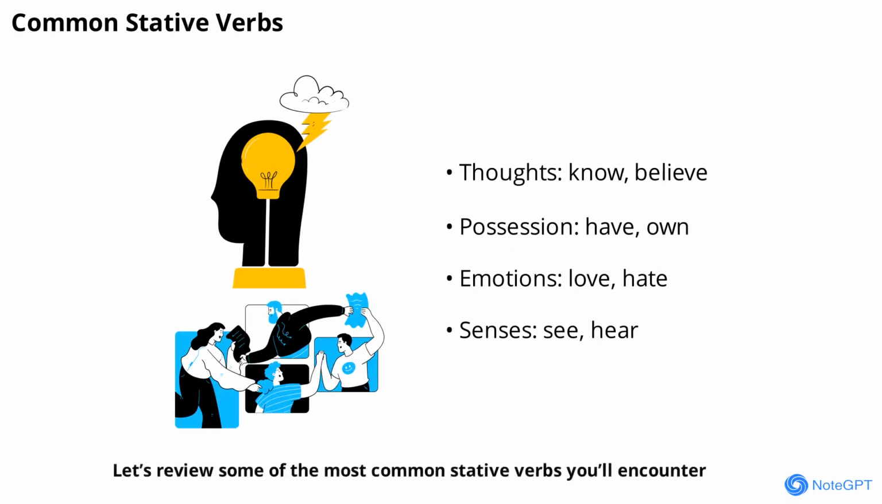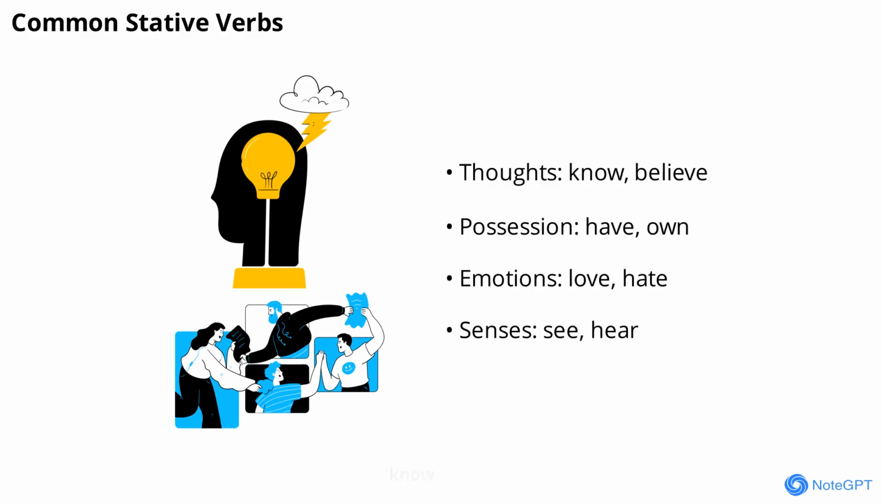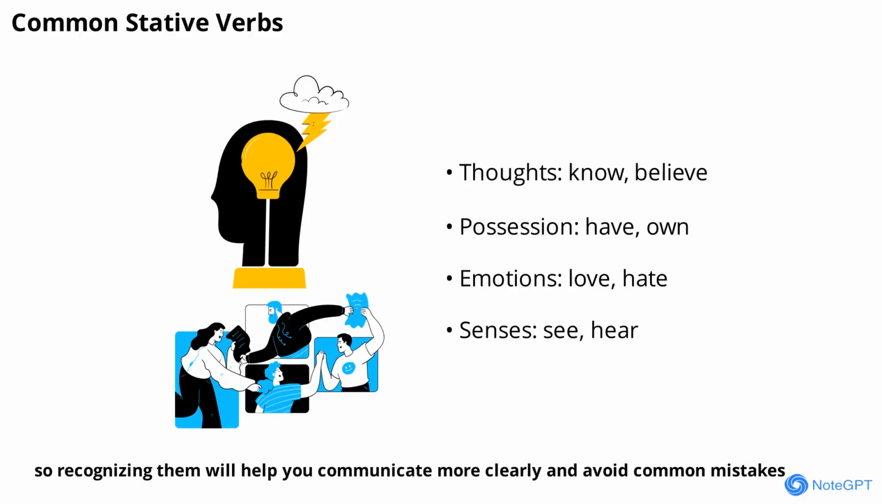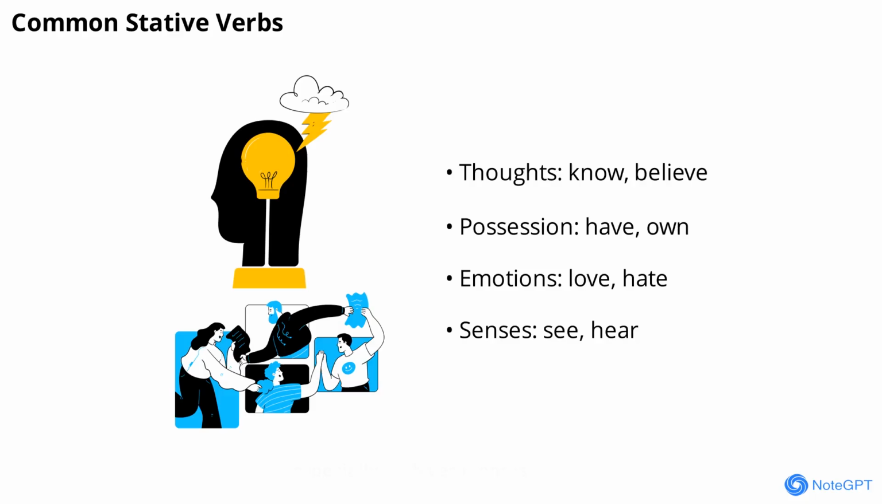Let's review some of the most common stative verbs you'll encounter. For thoughts and opinions, know, believe, understand. For possession, have, own, belong. For emotions, love, hate, prefer. For senses, see, hear, smell. These verbs are used all the time in English, so recognizing them will help you communicate more clearly and avoid common mistakes, especially with verb tenses.